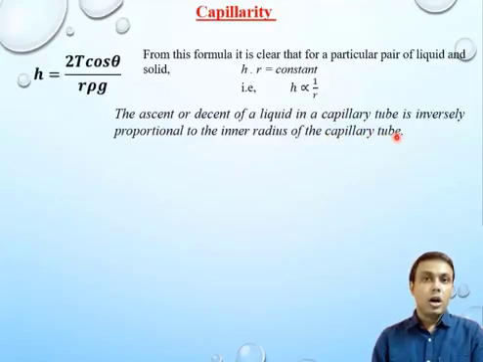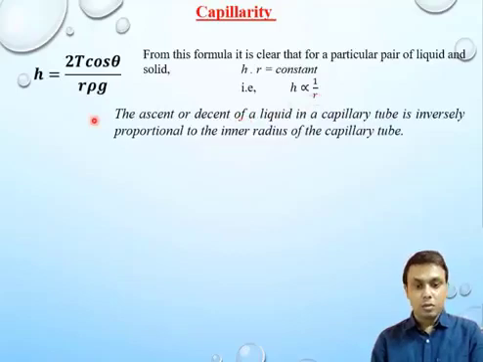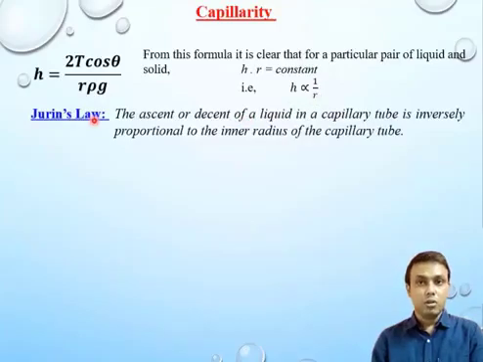অর্থাৎ তরলের আরোহণ বা অবরোহণ কোনো টিউবের মধ্যে টিউবের ব্যাসার্ধের সাথে ব্যস্তানুপাতে পরিবর্তিত হয়। This is Jurin's law.